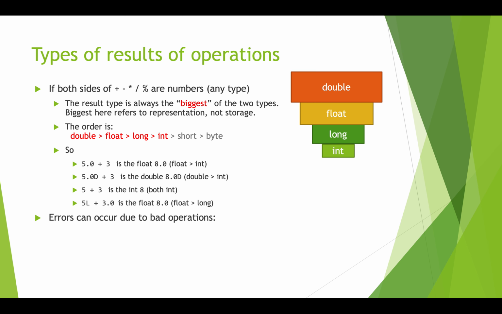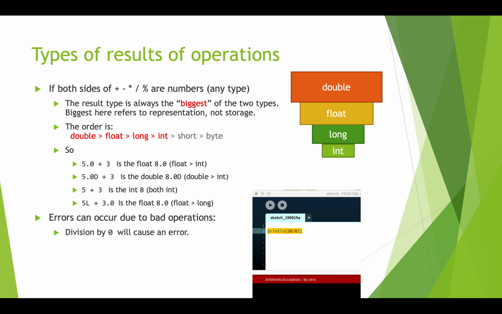So you can get errors because of bad operations. If you do a division by 0, that will cause an error because mathematically that's undefined. So that's what this looks like. So over here we do a println of 20 divided by 0, and Processing gives us an arithmetic exception, divide by 0. So you can't do that.